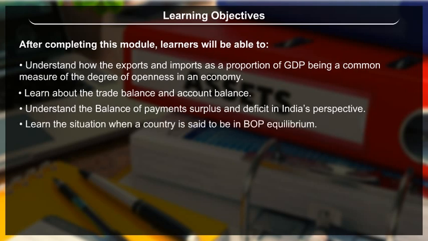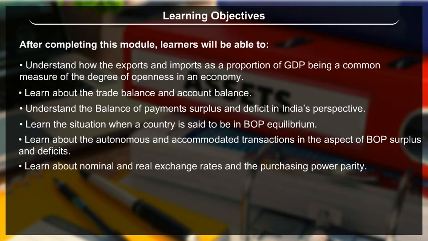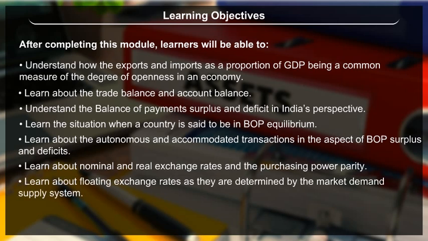Learn the situation when a country is said to be in BOP equilibrium. Learn about autonomous and accommodating transactions in the aspect of BOP surplus and deficits. Learn about nominal and real exchange rates and the purchasing power parity. Learn about floating exchange rates as they are determined by the market demand-supply system.